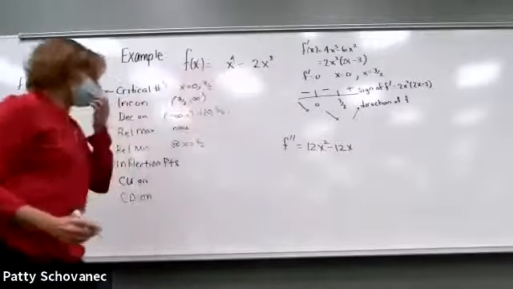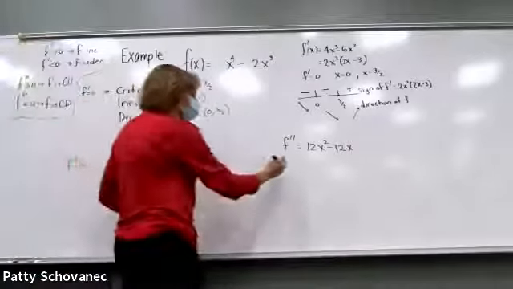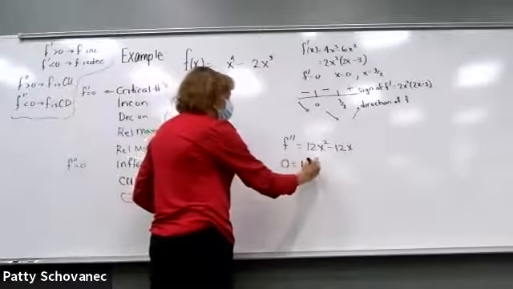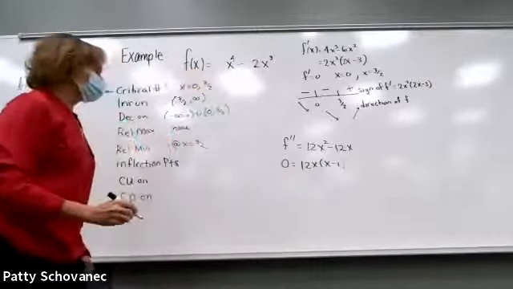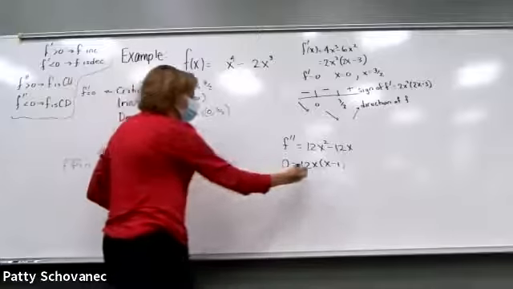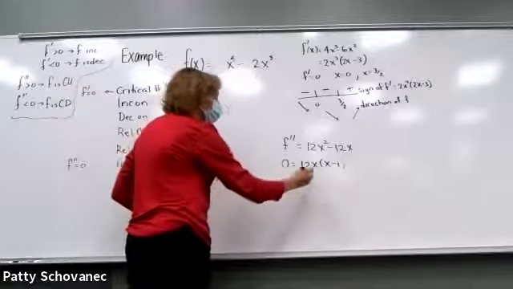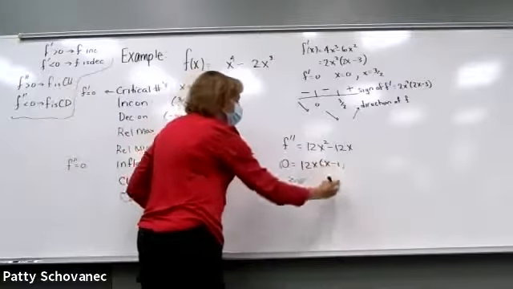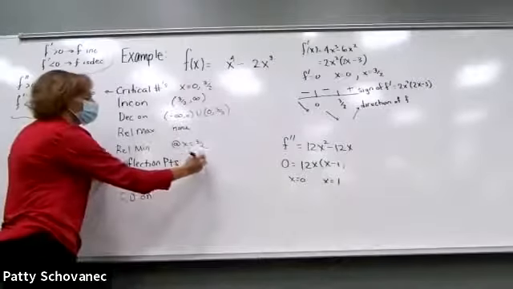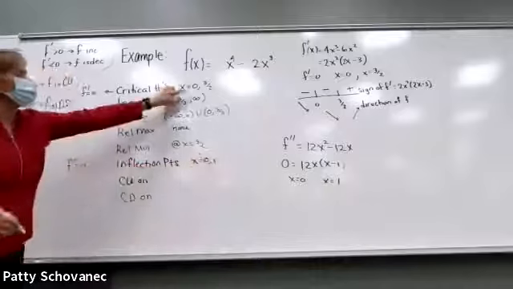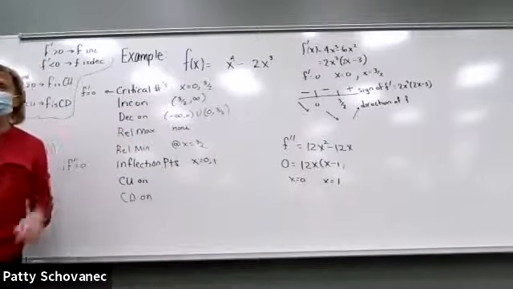We're going to set that equal to 0. So as I do that, I pull out a factor of 12x, and the other factor is x minus 1. Set each factor equal to 0, and you'll get from the first factor, x is 0, and from the second factor, x is 1. Those are the 2 inflection points. So it's okay if a critical number is an inflection point.